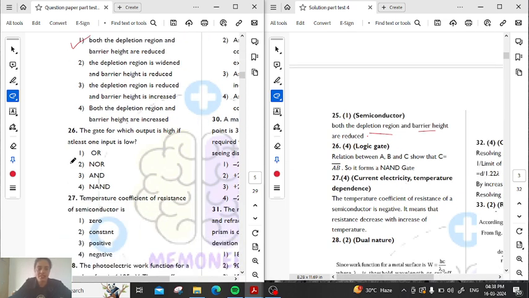Okay, let's go with the question number 26, which states the gate for which output is high if at least one input is low. ऐसा कौन सा गेट है कि जिसका आउटपुट जो होगा वो हाई होगा, 1 होगा, if at least दोनों इनपुट में से एटलीस्ट कोई इनपुट जो होगा लो होगा, 0 होगा. चाहे ये 1 हो 0 हो, नथिंग मैटर, बट एक कम से कम 0 होगा. तो ऐसा कौन सा गेट है जिसका ये 1 होगा.